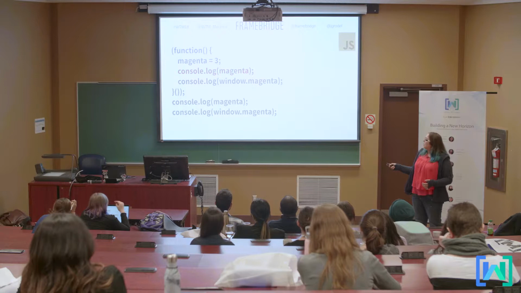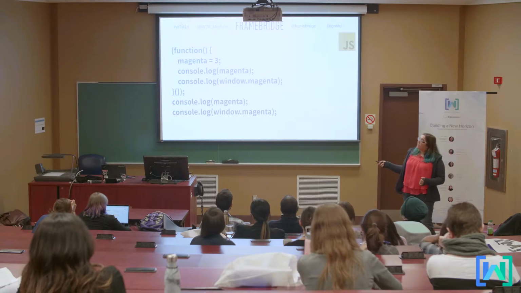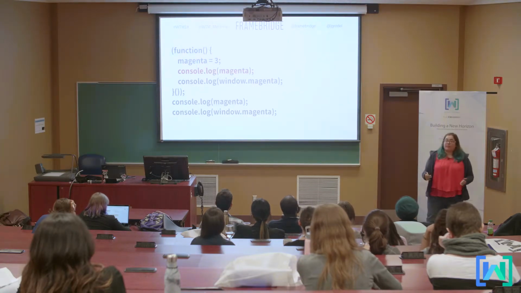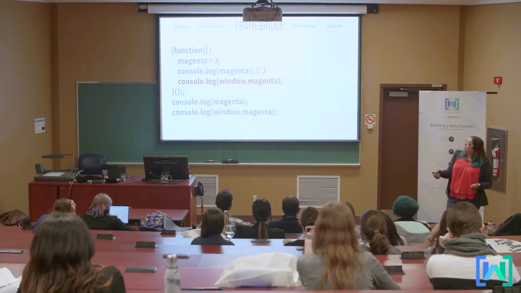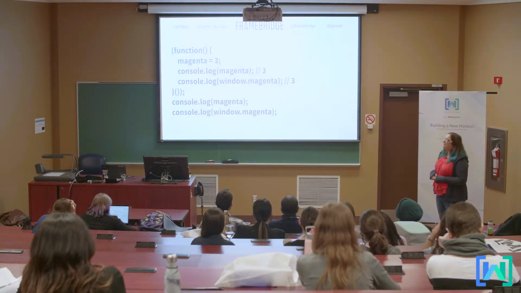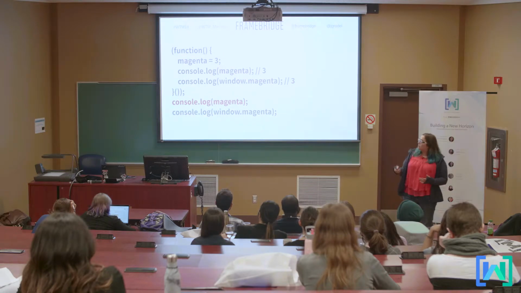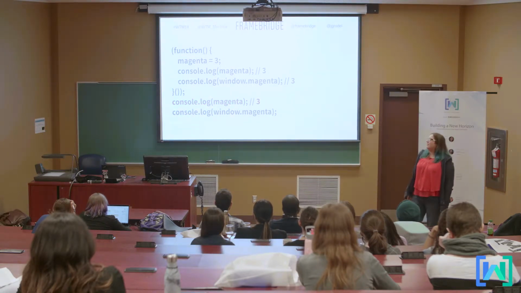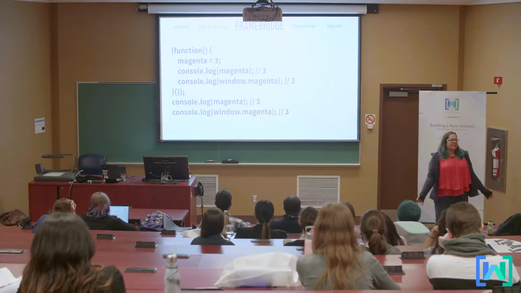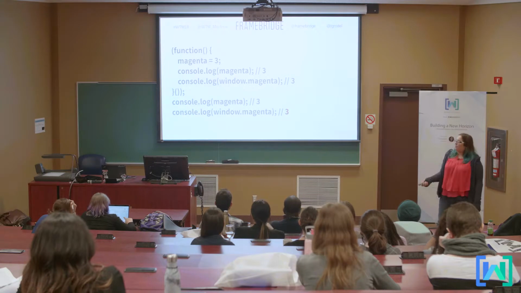So in here, I have that immediately executed function and the code inside of it. I'll set magenta equals 3, and take a look at the value of magenta, and I'll get 3. Here I can take a look at window.magenta, and I get 3. I can then come outside of this function and continue executing code and take a look at magenta, and I have 3. And window.magenta, and I have 3. Still, nothing has changed. Everything has been predictable.